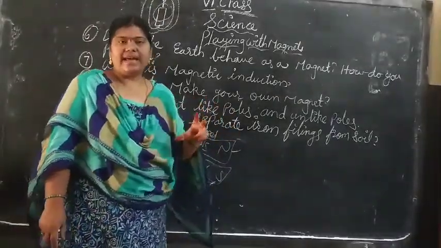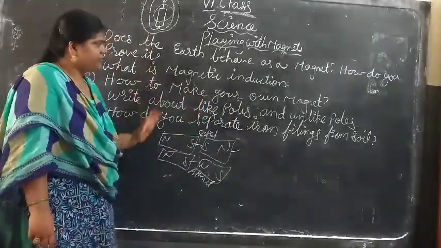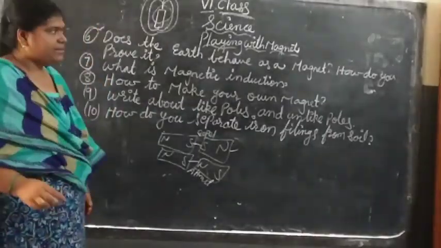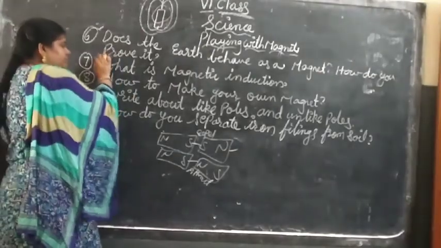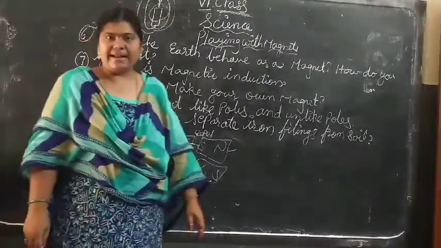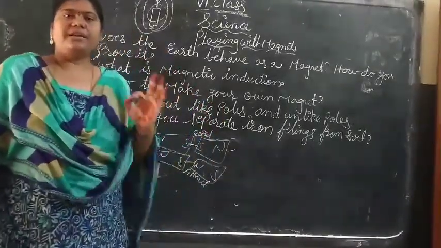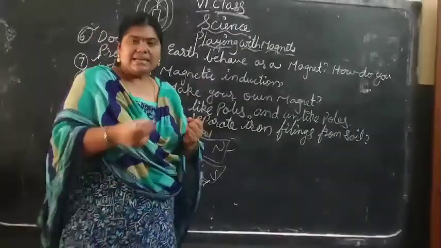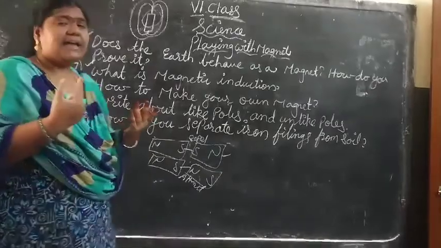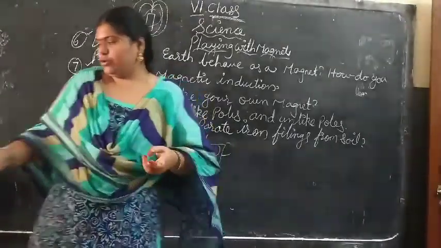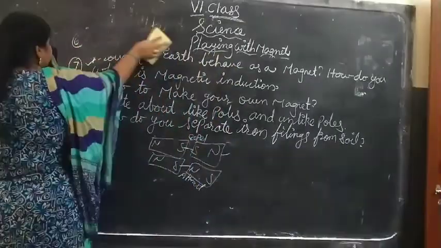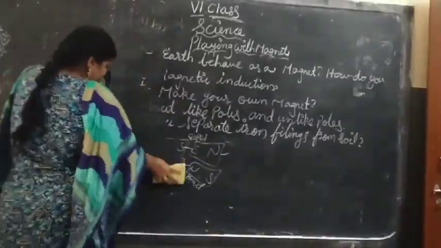In total I gave you 10 answers, and of these, the 5 which are very important are the 6th one: does the earth behave as a magnet? Next, what is magnetic induction, and write about like poles and unlike poles. These 3 questions will always be repeated in the exams. What are those? Does the earth behave as a magnet? Then what is magnetic induction? And write about like poles and unlike poles. Did you get me?